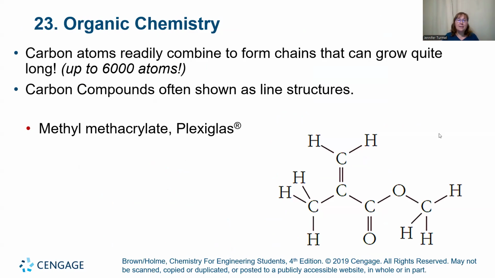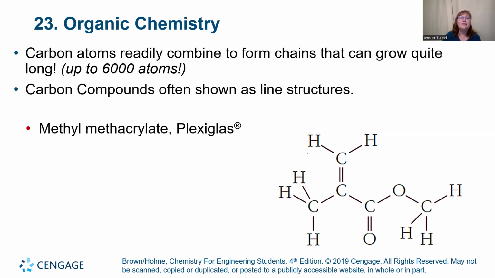All right, now this is an example of an organic compound. This is methyl methacrylate or plexiglass. Okay, and you can actually form organic compounds in chains that can grow up to 6,000 atoms long. And they're often shown as line structures, and this is an example of a line structure. You'll be seeing more of these in this chapter and in future chapters as well.